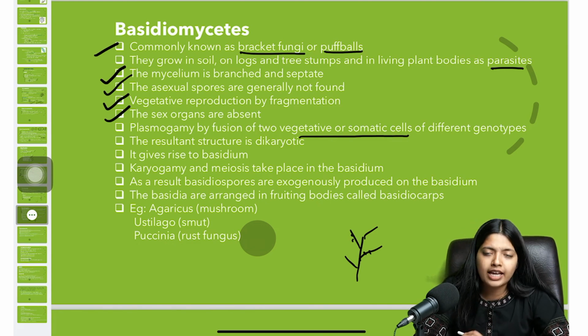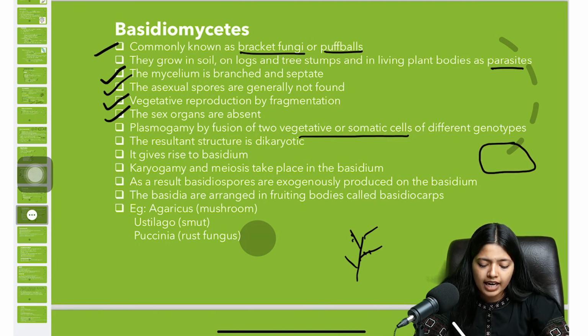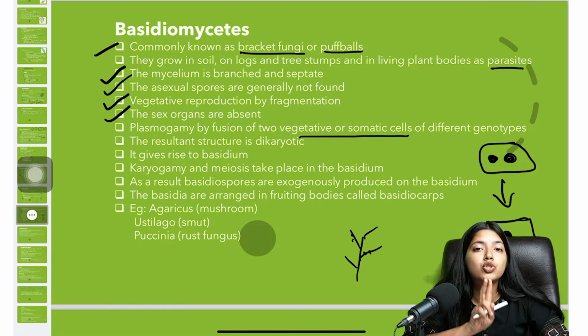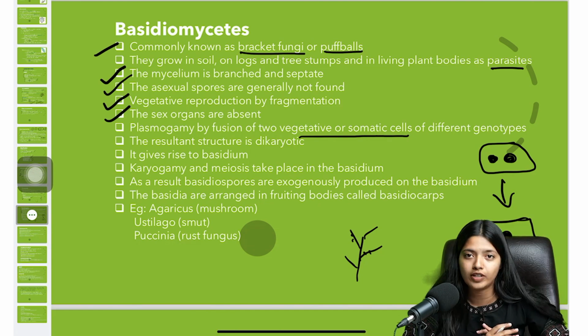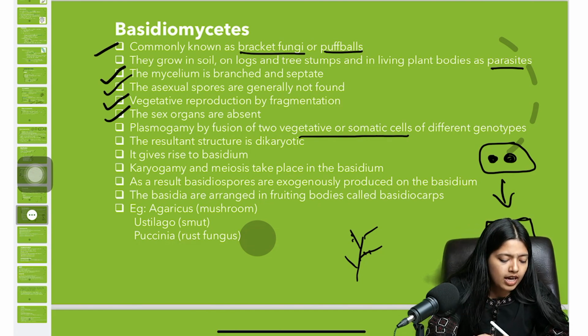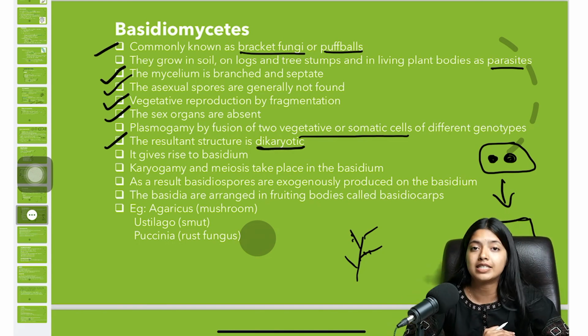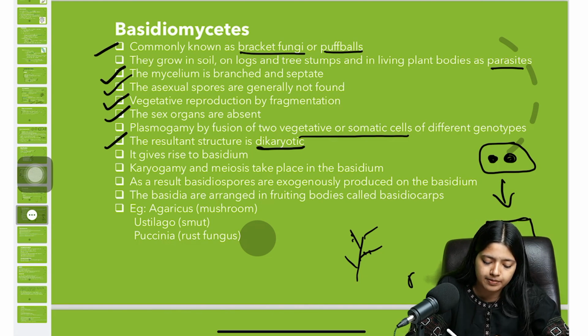So any two cells of the vegetative body will fuse together, forming a dikaryotic stage, and during the fusion the dikaryotic phase is present. What is the dikaryotic phase? A cell with two nuclei. One single cell has two nuclei. That condition is known as the dikaryotic phase. That's important: the dikaryotic phase is seen in basidiomycetes. It gives rise to the basidium.